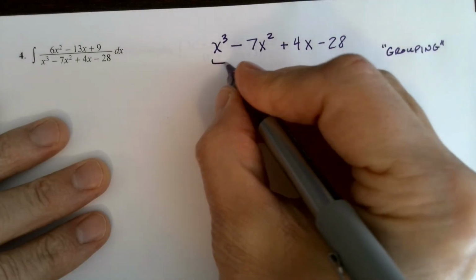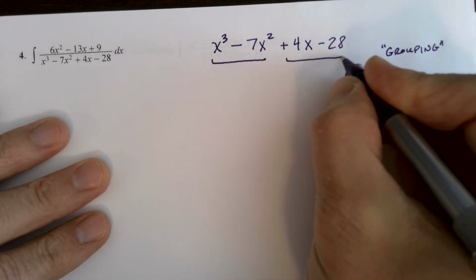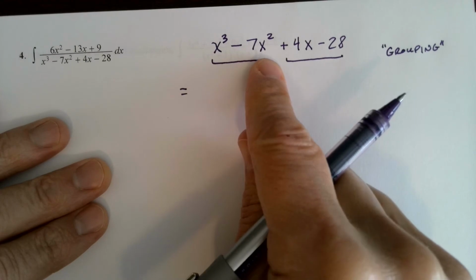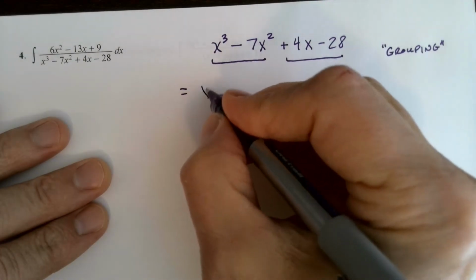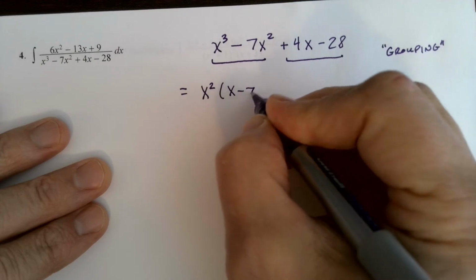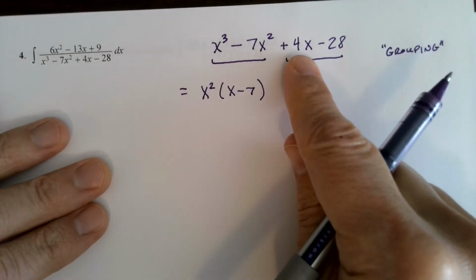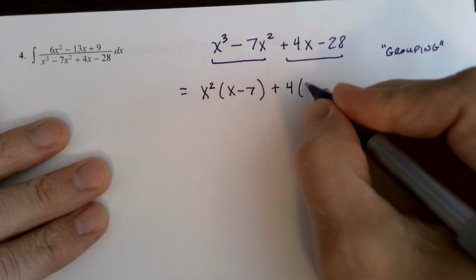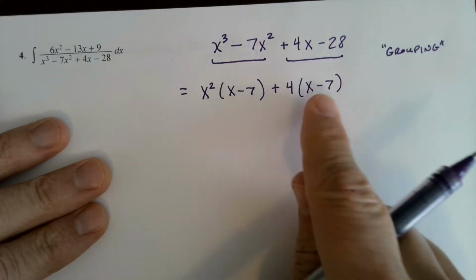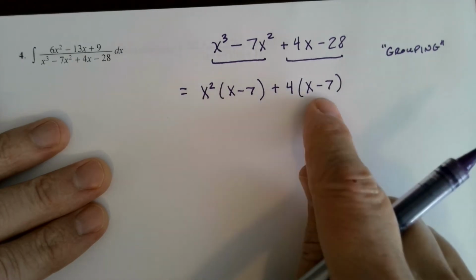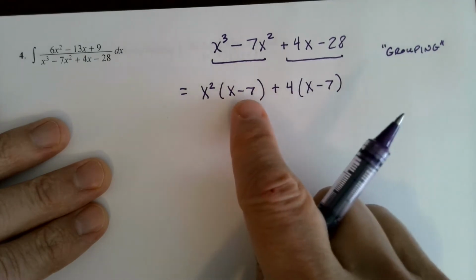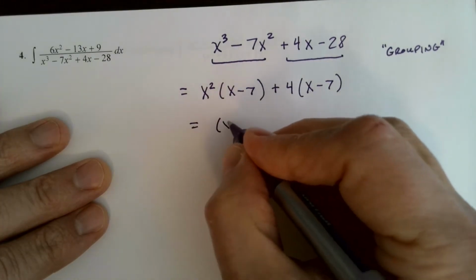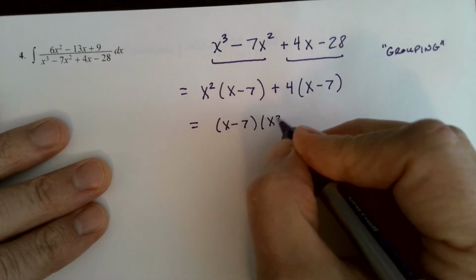So I'm going to group the first 2 terms and the second 2 terms, see if I can find a common factor in those. Here, the GCF between x cubed minus 7x squared is x squared, leaving x minus 7. Here, the common factor between 4x and negative 28 is positive 4. Pulling that out leaves me x minus 7. And that's good, right? If I have that same factor left over, grouping works. I can factor that x minus 7 out of these 2 terms now, and I get x minus 7. What's left? x squared plus 4.